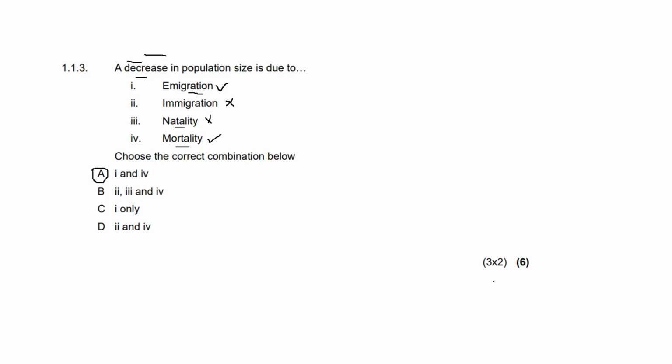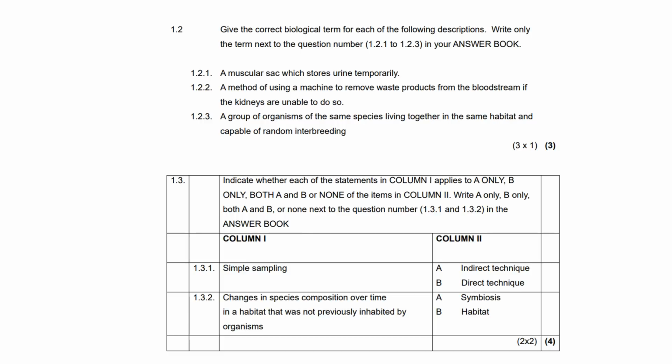So we only have 3 multiple choice questions. Let's go to 1.2, which is the biological terms. We need to read every description and give the correct term for it. We're told a muscular sac which stores urine temporarily. We know that is the bladder. The bladder temporarily stores the urine.